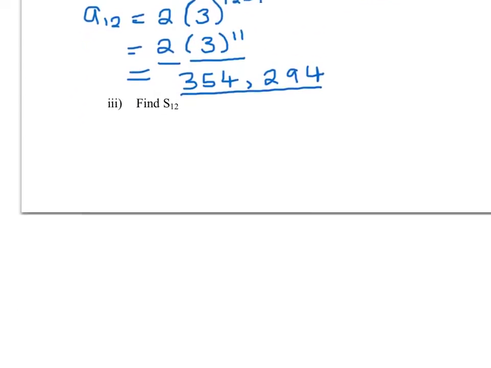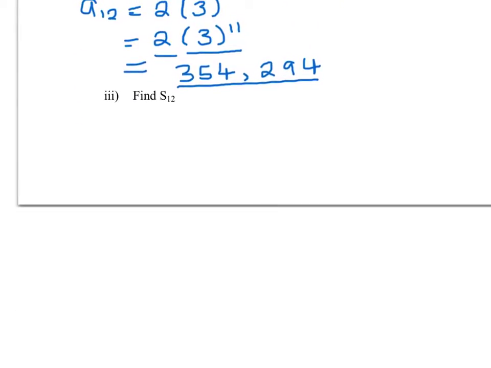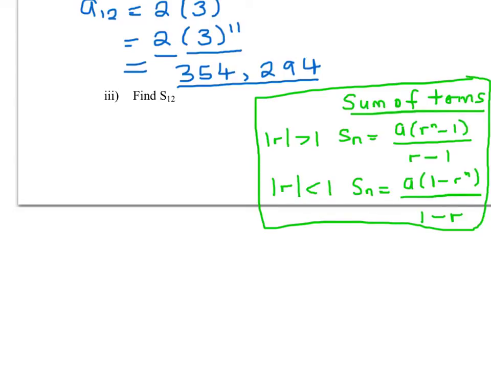Now let me move on to the last part of the question. And the last part of the question is I'm asked to find S12, the sum of the first 12 terms of the geometric sequence. Now in the exam, we're given the equation for the sum of terms. And we're given two equations for Sn. One of them is for when the absolute value of r is greater than 1. So when the value of r, whether positive or negative, the absolute gets rid of the negative sign, is greater than 1, or when the absolute value of r is less than 1, we choose which formula to use.